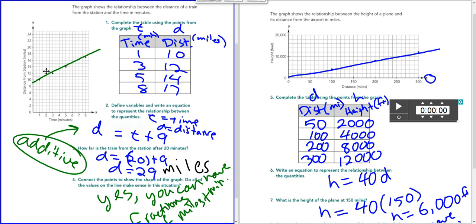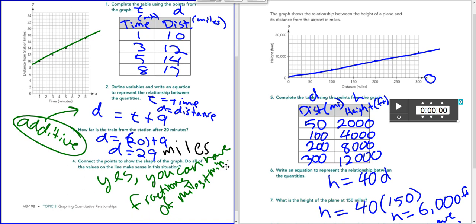Now it says to connect all the points. Do all the points on this line make sense? Now, in the past, when they haven't all made sense, it's because you can have a fraction of that thing. Can you have a fraction of a minute? Absolutely. Can you have a fraction of a mile? Absolutely. So any point along here would make sense because we can have a fraction of both miles and minutes.